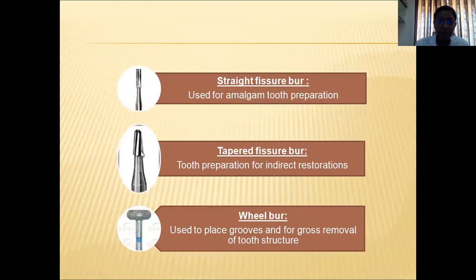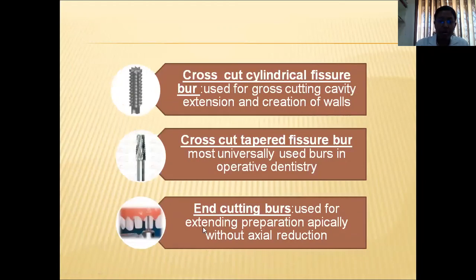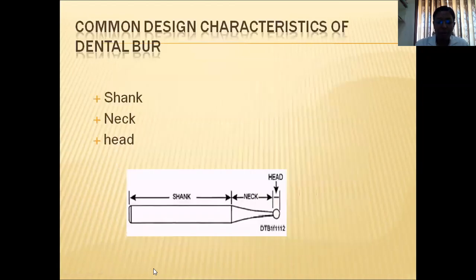And this is a tapered fissure burr, a tungsten carbide burr, and a round wheel burr, which is most commonly used to place grooves for gross removal of the tooth structure. Crosscut cylindrical fissure burr, wherein the crosscuts are impregnated onto the tungsten carbide blades. This is to increase the cutting efficiency and the cutting effectiveness. Crosscut tapered fissure burr and end cutting burr. End cutting burr, wherein only the end of the burr cuts, and this is most commonly used to establish the finish line in crown preparations.